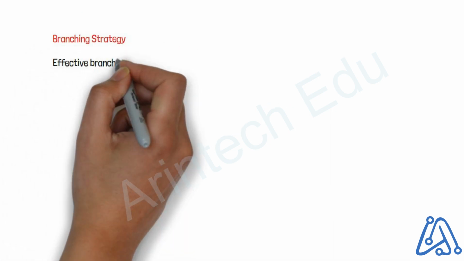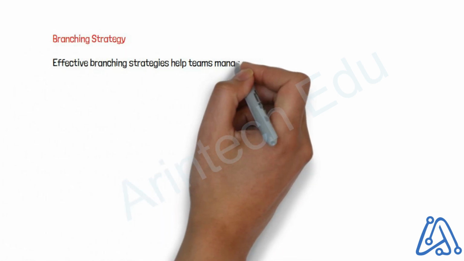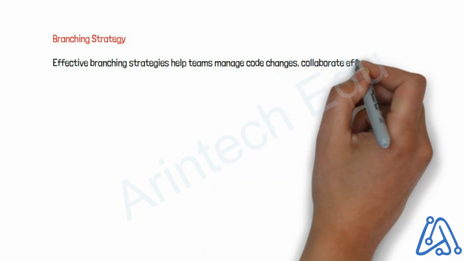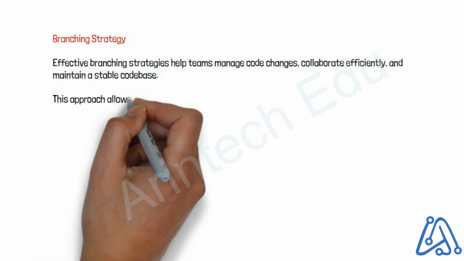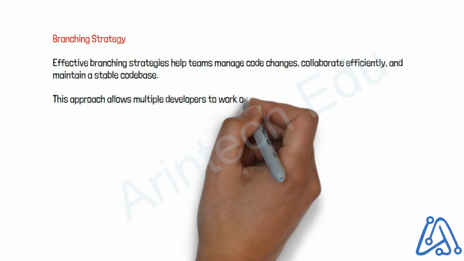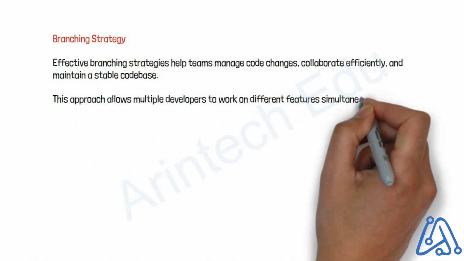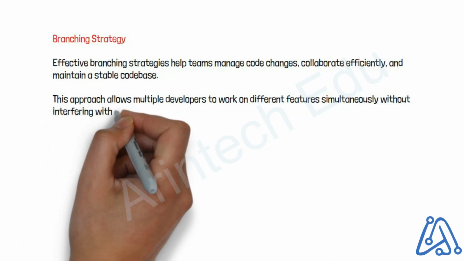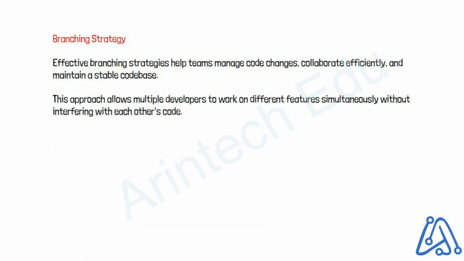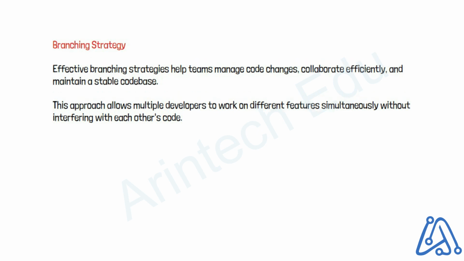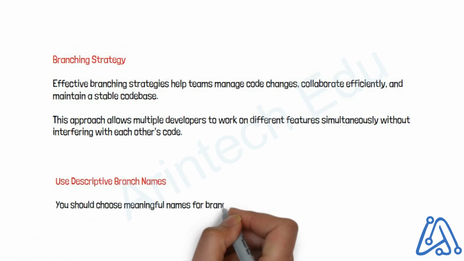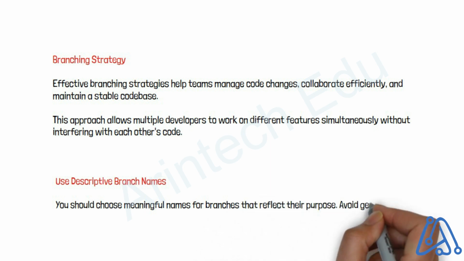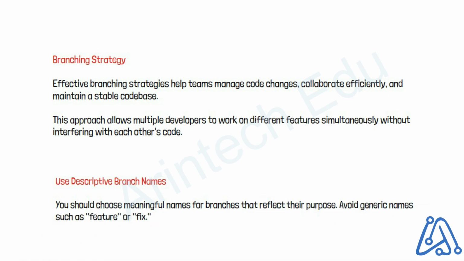The next best practice is branching strategy. Effective branching strategies help teams manage code changes, collaborate efficiently, and maintain a stable codebase. This approach allows multiple developers to work on different features simultaneously without interfering with each other's code. Use descriptive branch names. You should choose meaningful names for branches that reflect their purpose. Avoid generic names such as feature or fix.